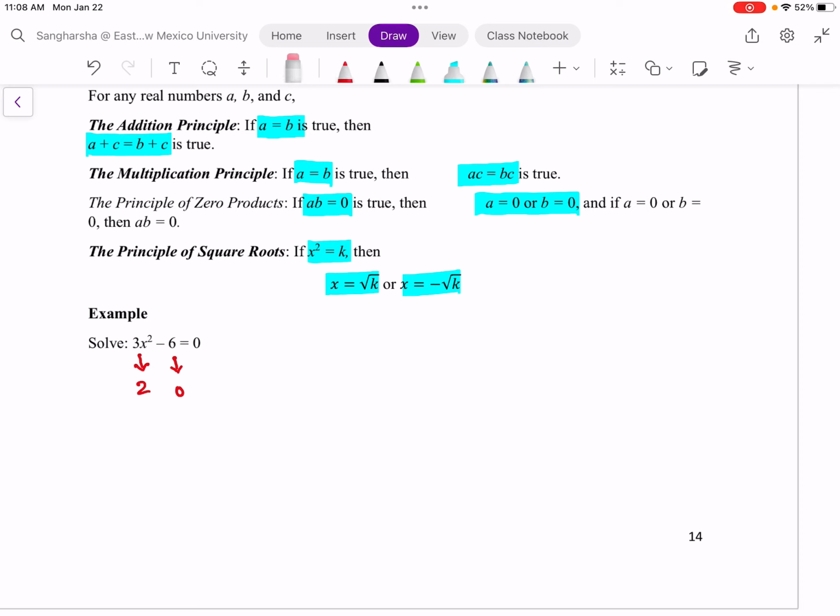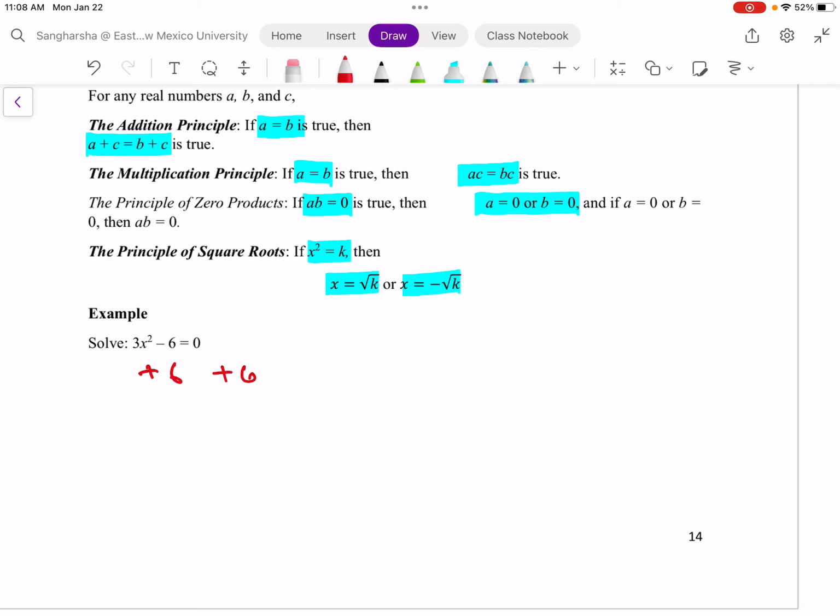Now let's solve this equation. So this is our quadratic equation. Solving means you are making your variable alone by itself on one side. You can make your variable alone on the right side or the left side, it does not matter. So what would be the first step of solving this equation? We can add 6, that is our addition principle. So we can add 6 on both sides of this equation. And let's see what happens.